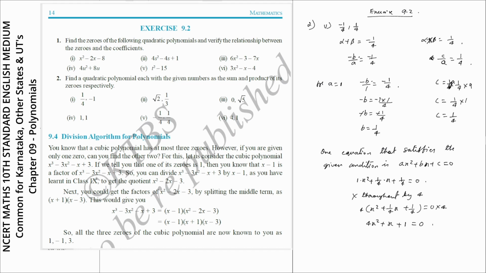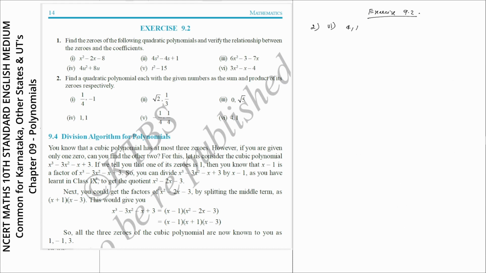So this is a quadratic equation. Therefore quadratic polynomial is 4x square plus x plus 1. That's it. So polynomial, when we equate to some value, it becomes an equation.